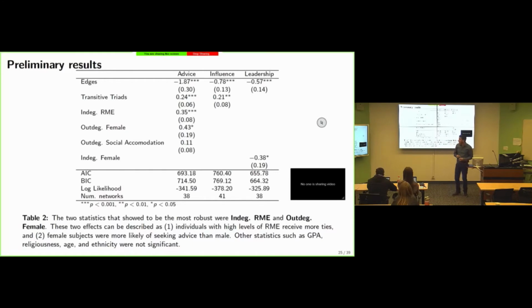So far, this is what we can say about these teams. We're working on these models. We have tried adding other statistics such as GPA, religiousness, age, ethnicity. In the case of GPA, we did some tests, and in some networks it turns out to be relevant, in the sense that individuals with higher GPA tend to receive more ties.